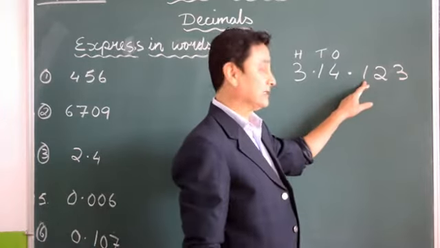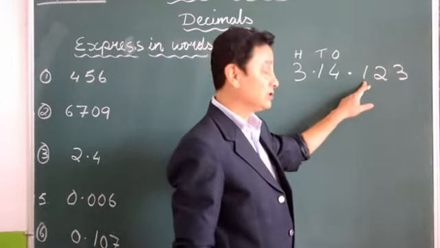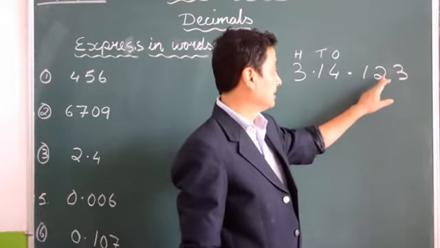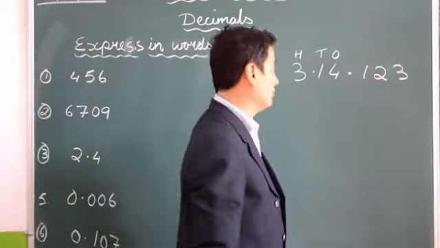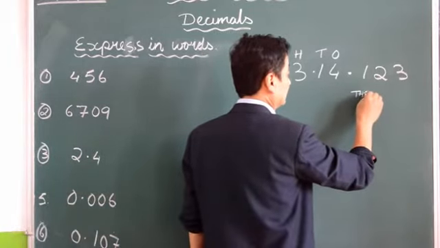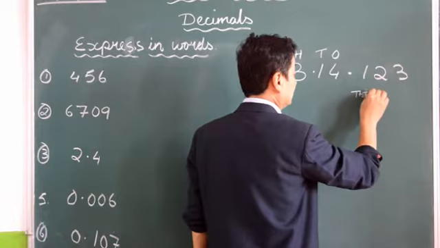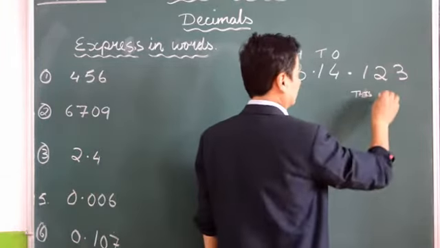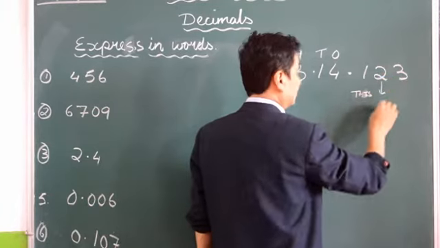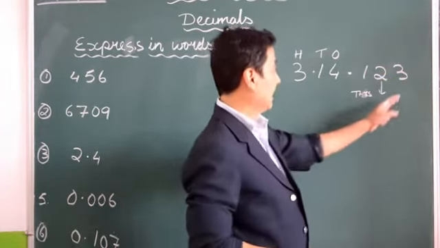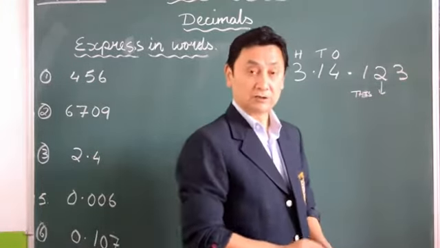Tenths, T-E-N-T-H-S. The 2 is in which place? Hundredths place. The 3 is in the thousandths place. Tenths, T-H-S, it's the short form. Tenths, T-E-N-T-H-S. Hundredths, H-U-N-D-R-E-D-T-H-S. And this is the thousandths place.